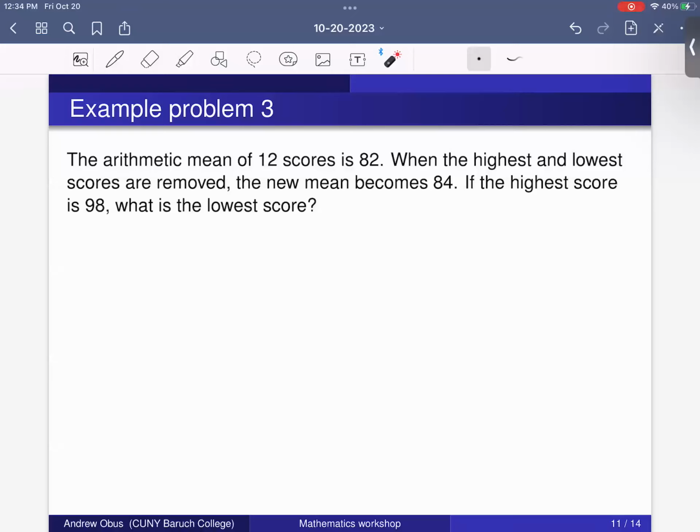So when we do that, the new mean becomes 84. If the highest score is 98, then what is the lowest score? Maybe I'll give everybody a minute to think about it. I have to step out for a minute or two. So spend 1 or 2 minutes thinking about this, and then I'm going to come back and we'll discuss the question. Okay.